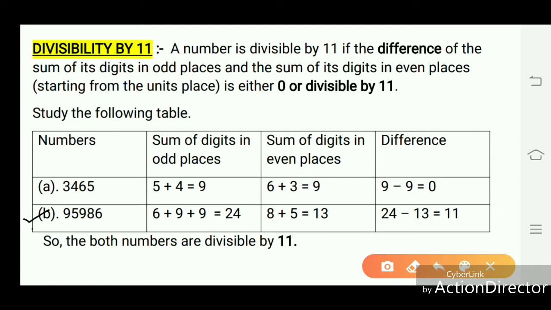Now we find the sum of digits in even places. The digits in even places are 8 and 5. Now we add these: 8 plus 5 gives the sum 13. Now we subtract the sum of digits in odd places and the sum of digits in even places: 24 minus 13 gives the difference 11. So the number 95,986 is divisible by 11. So both numbers are divisible by 11.